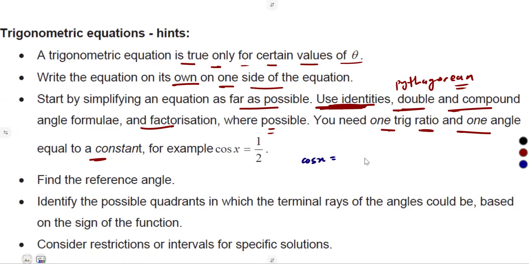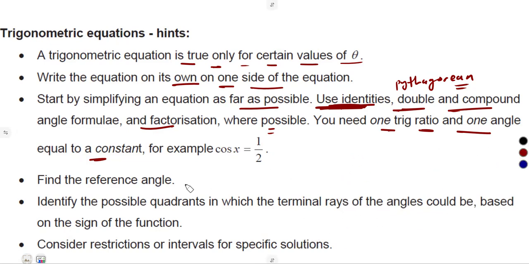Cos of x is equal to, if there are two, let it be a half and another one, cos of x is equal to minus half, a single trig. One trig ratio and an angle and a constant. Is it tan of x being equal to 2? This is what we must have.